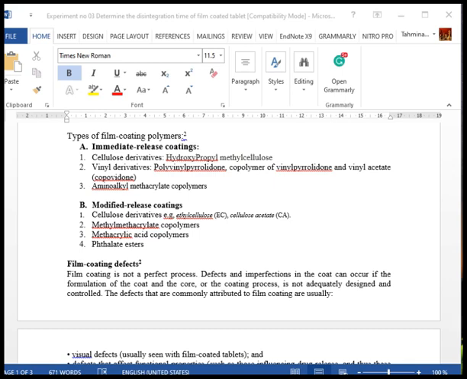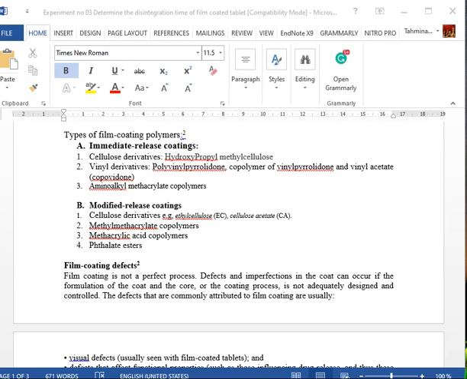Immediate release coating polymers are number one, cellulose derivatives like hydroxypropylmethyl cellulose. Second category, vinyl derivatives, polyvinyl pyrrolidone and copolymers of vinyl pyrrolidone and vinyl acetate, which is called copovidone. Third category, amino alkyl methacrylate copolymer.